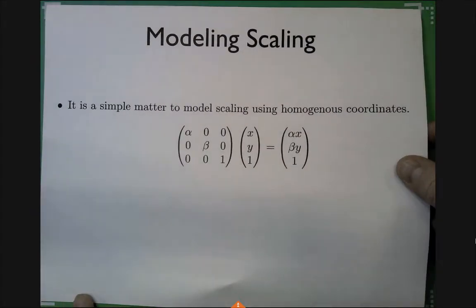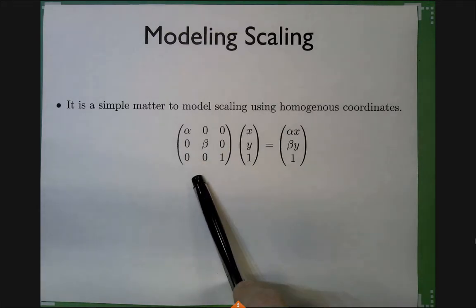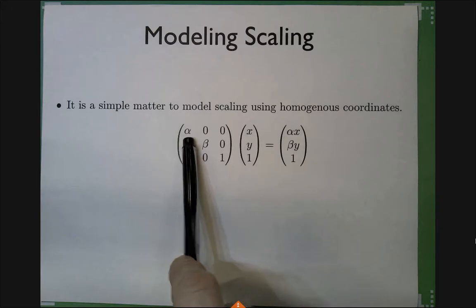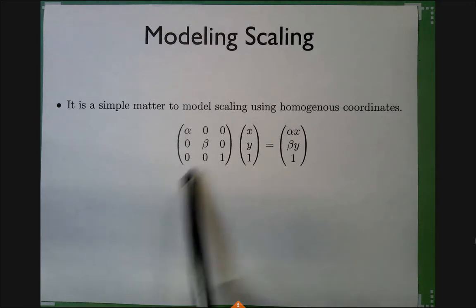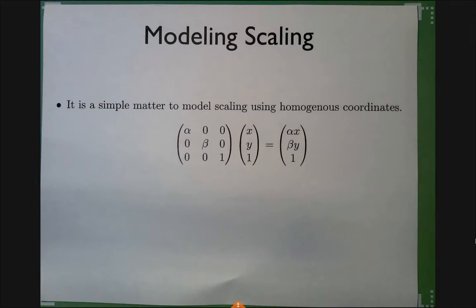In your first project, you also need to do some scaling, I believe. Scaling is also a linear transformation. So this would be a simple non-uniform scale. So alpha would be scaling in the x-axis, beta would be scaling in the y-axis. That's how you can do scaling. You can also have shearing. If this 0 becomes something non-zero, then those become shear transformations.